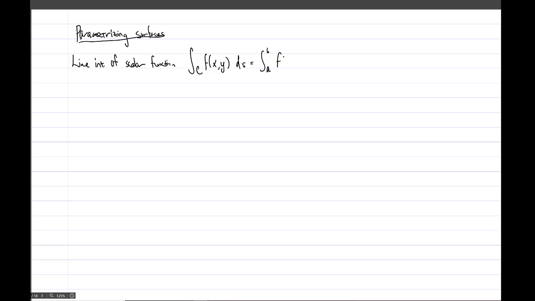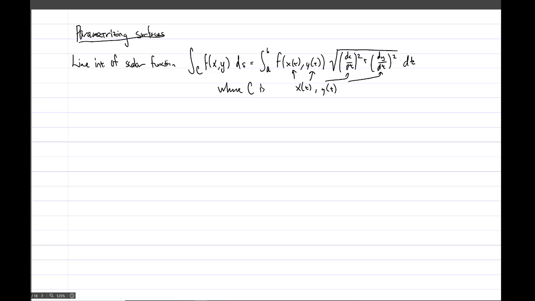b of f of x of t comma y of t, and then root we have here dx over dt quantity squared plus dy over dt quantity squared dt, with the key thing that the x of t, y of t, and of course taking the derivative of x and the derivative of y, all of this relies on the parameterization. So x of t, y of t, let's just point out here where C is parametrized by x of t, y of t, with t going between a and b.